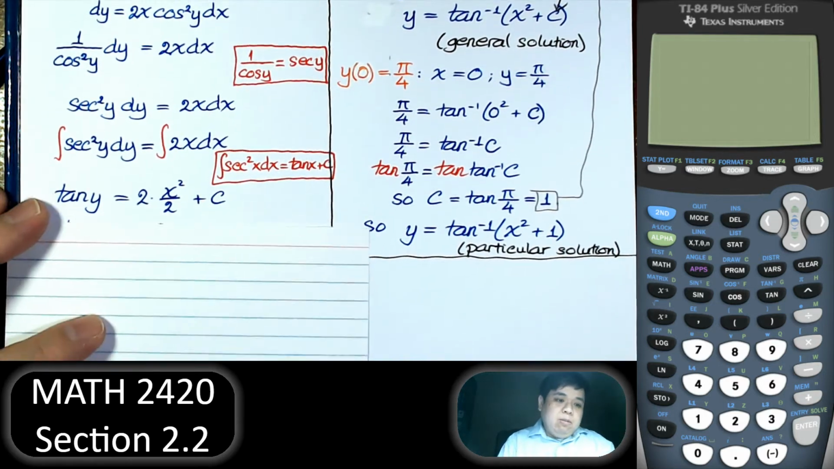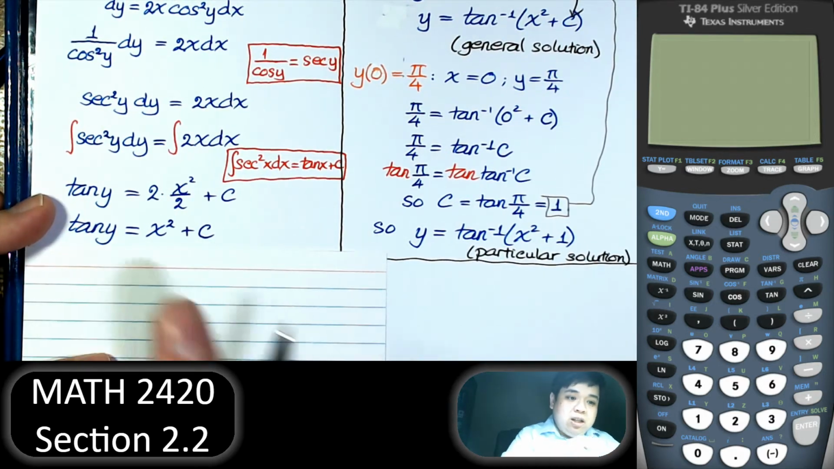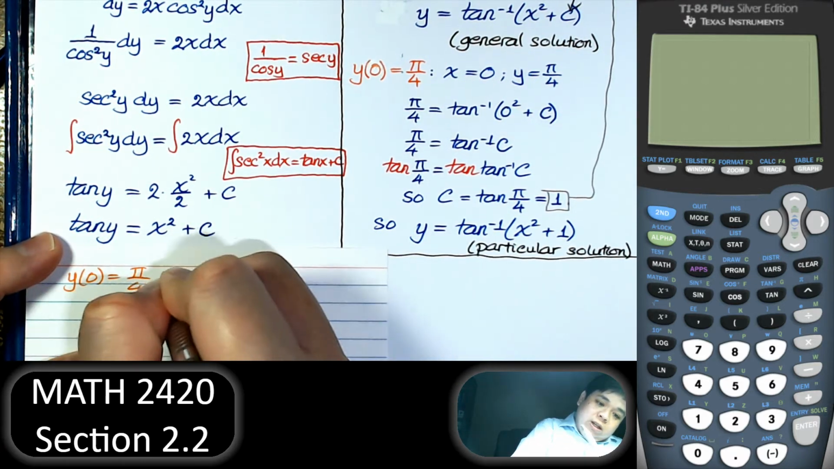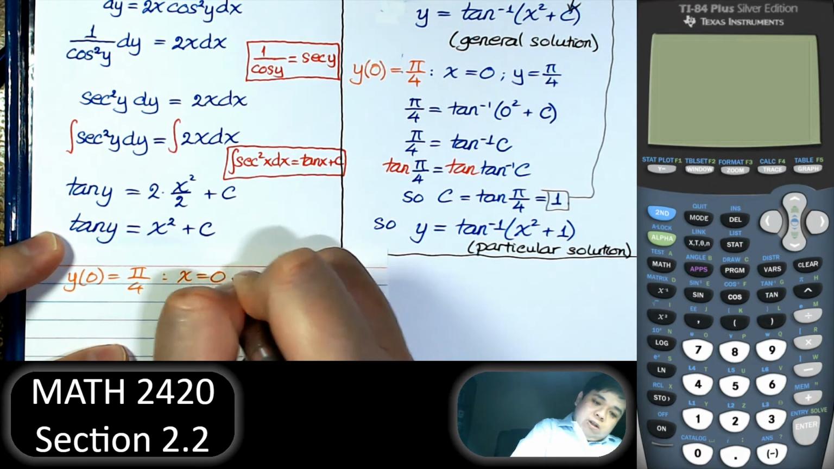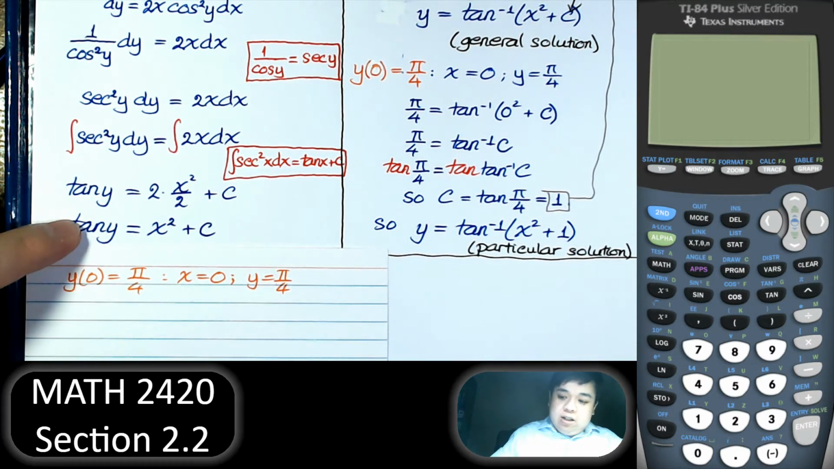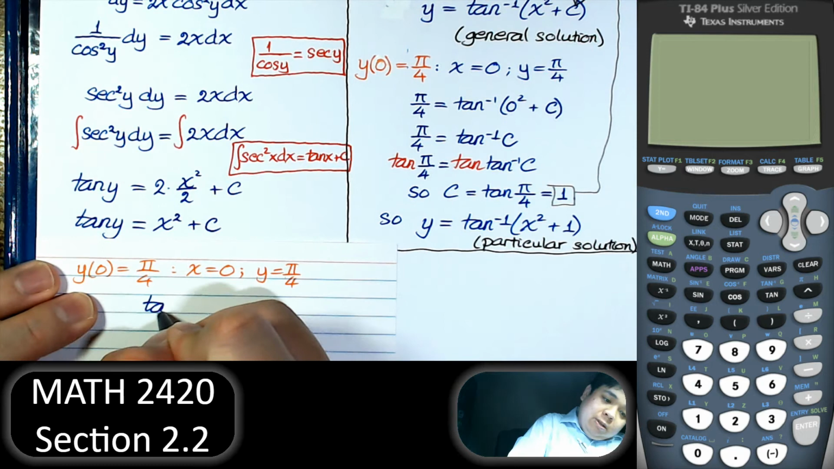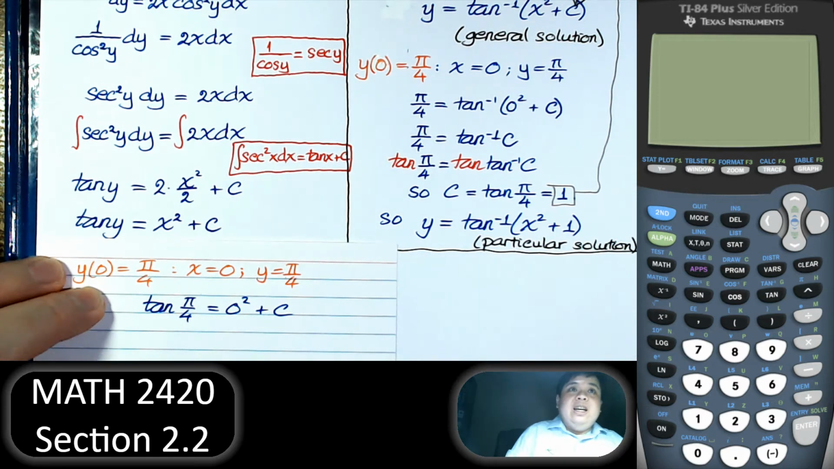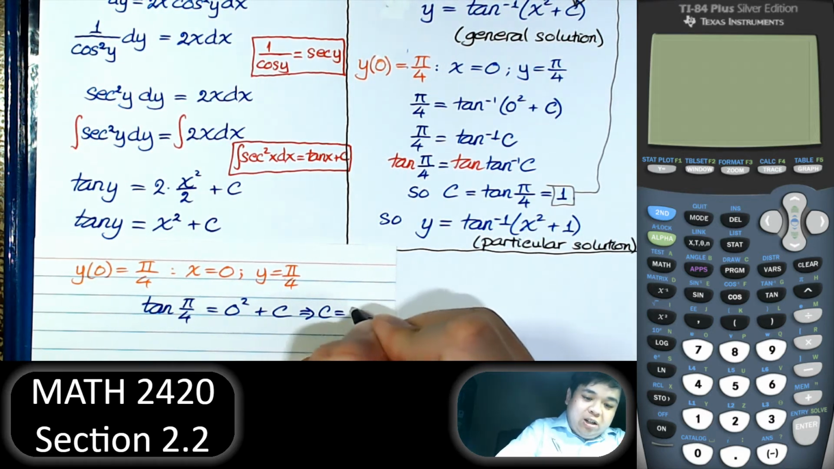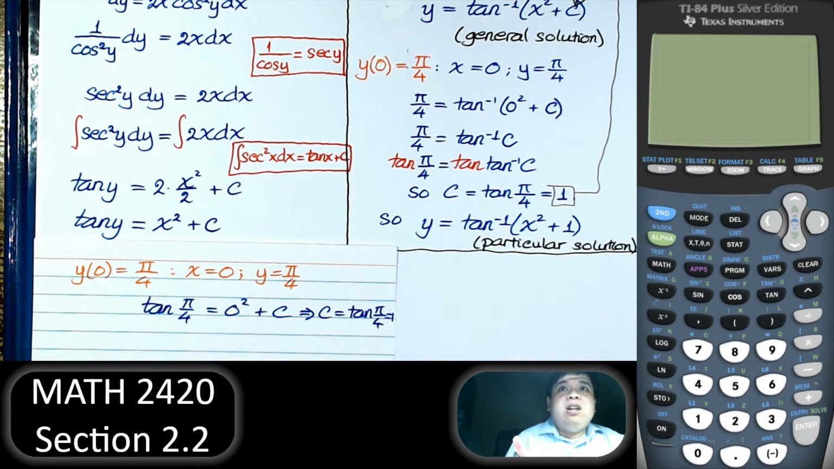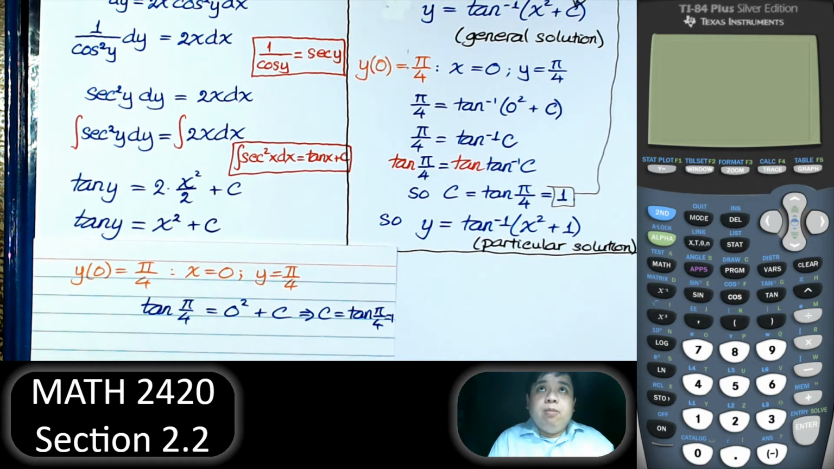Right, now I did say that it would be much better if we just use this with the initial condition. So y of 0 equal to pi over 4, meaning that x equal to 0 and y equal to pi over 4. So I will substitute this into the implicit form. Tangent of pi over 4 equal to 0 squared plus c. And from here we just say c is equal to tangent of pi over 4, which is 1. Which is much better than doing all of this. Which is perfectly fine.